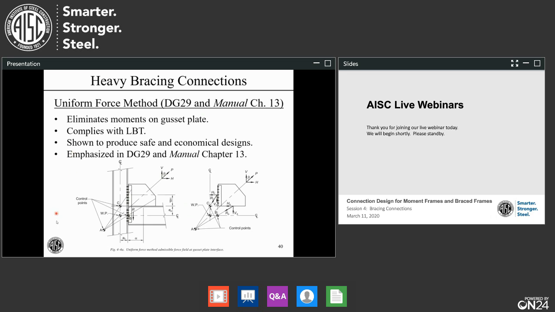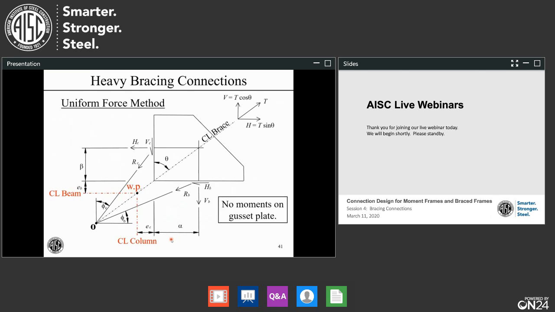The basic idea is we have these control points: the center of the column and top of the beam, center of the beam, face of the column, and this control point over here. And the resultants of these forces are going through these points, so we can get rid of the moments and still have the sum of the moments equal to 0, because all these forces are going through the same point. That's the basic idea.